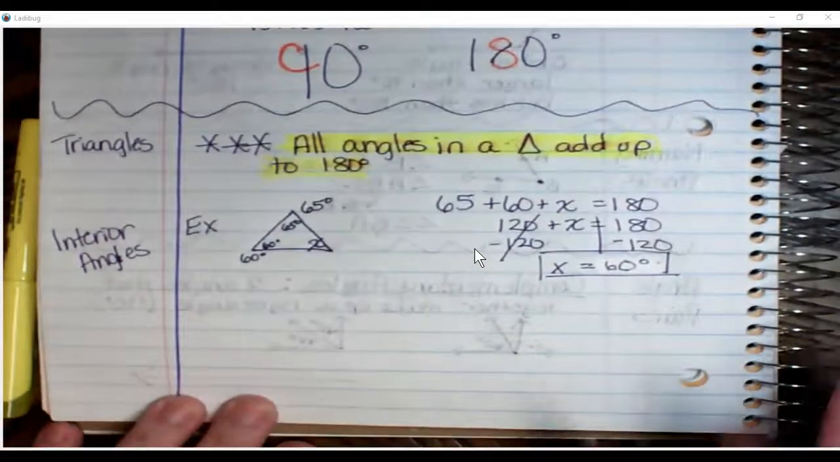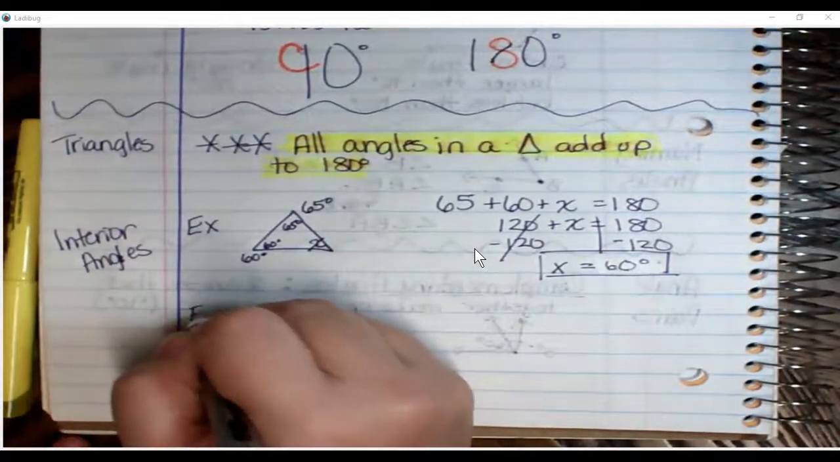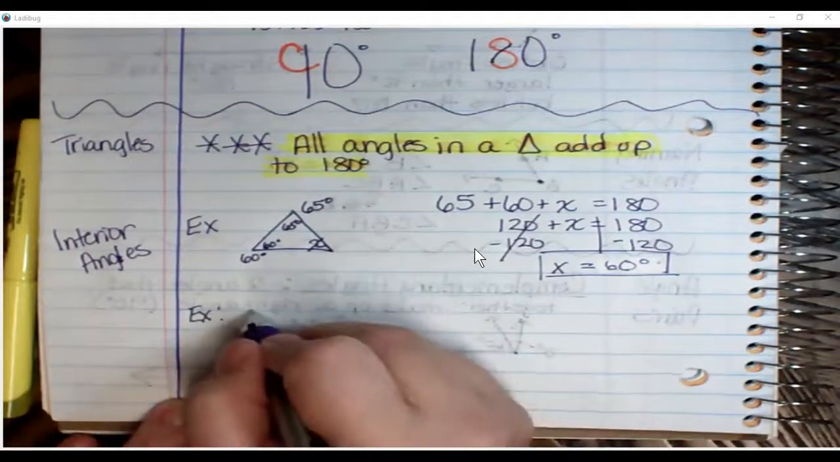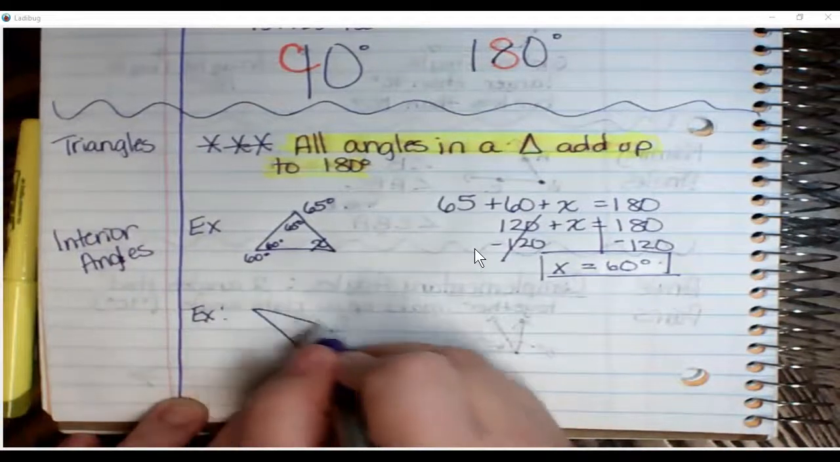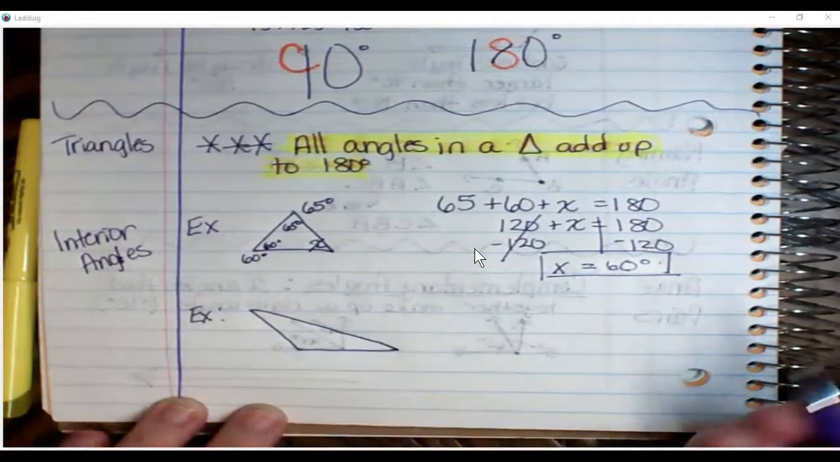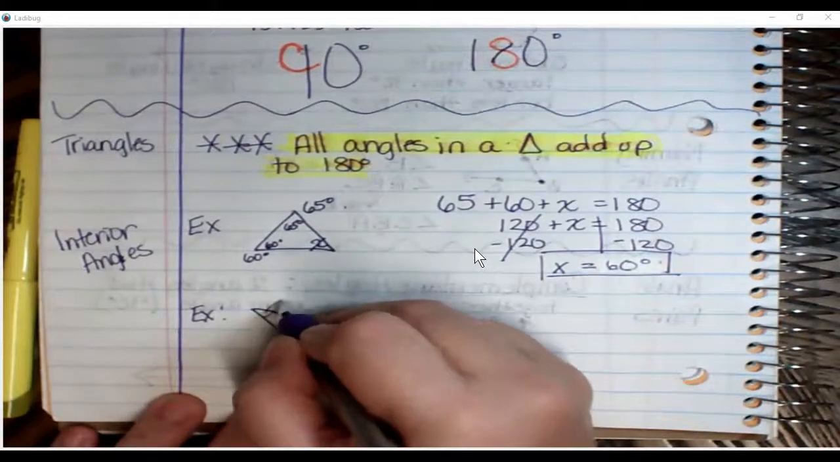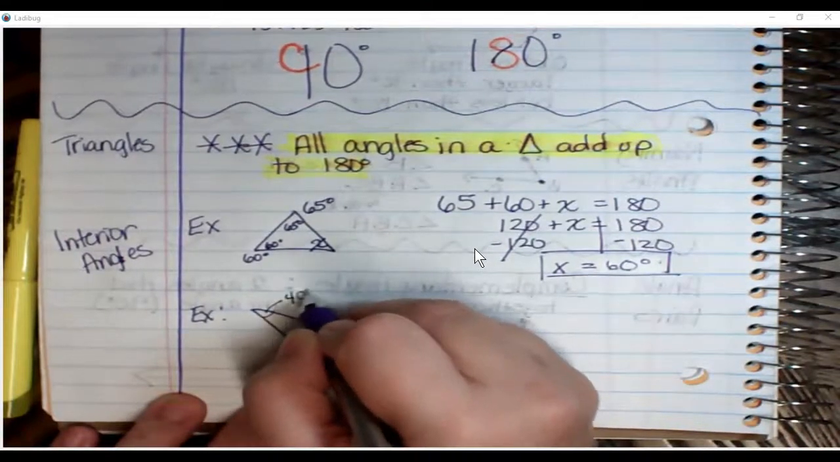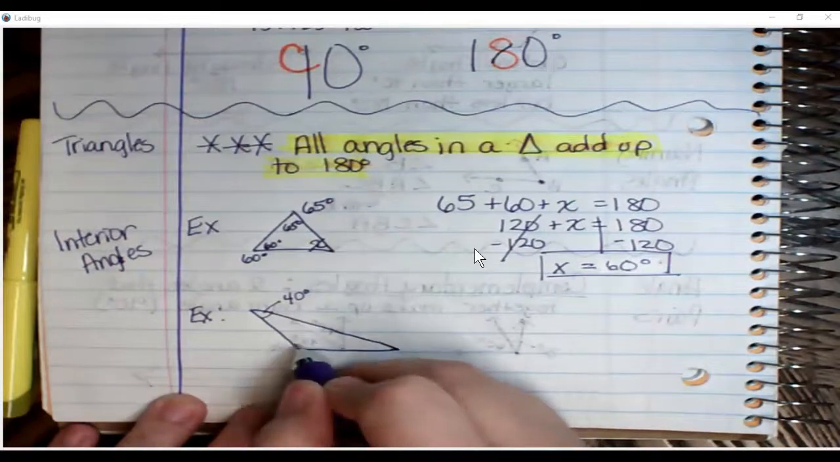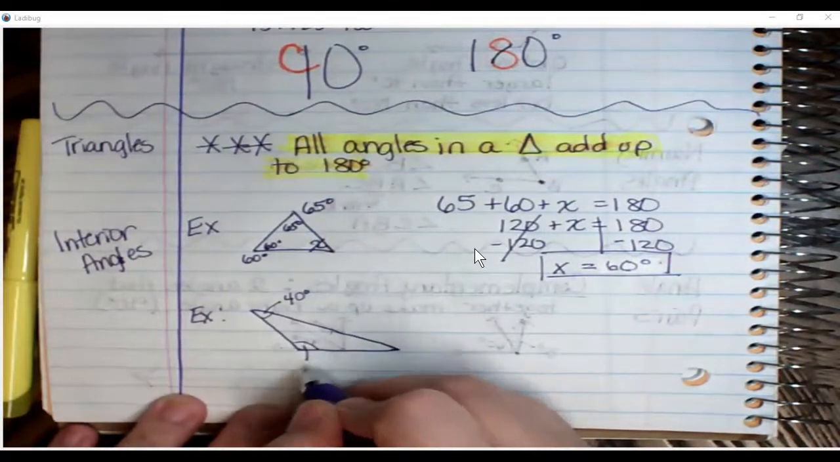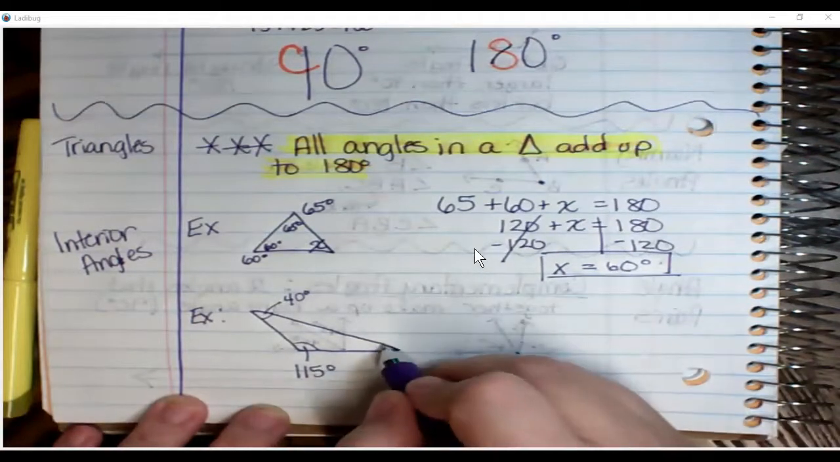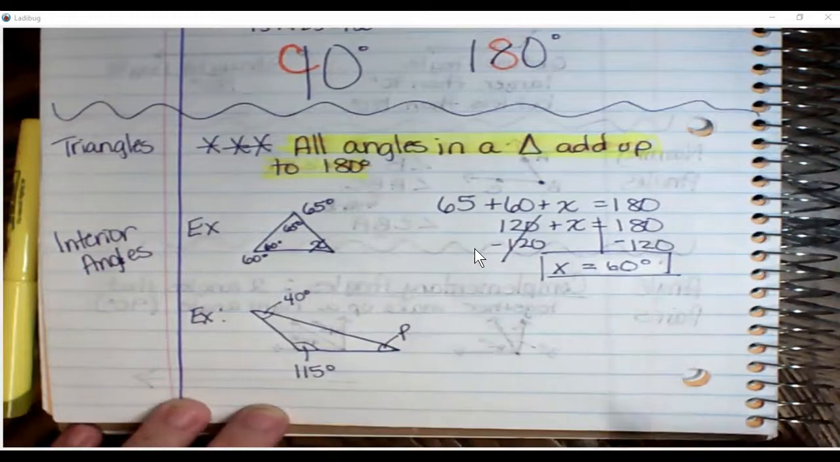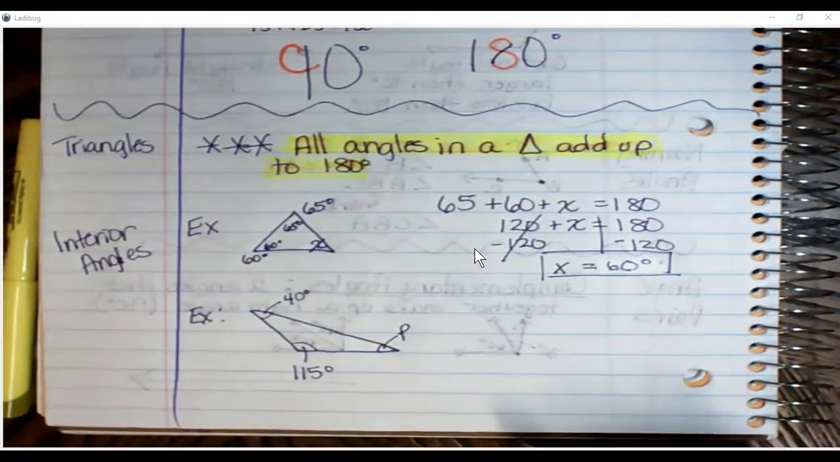All right, now let's do one that you can try. Maybe we'll do this one as an obtuse triangle. Maybe this angle right here is going to be 40 degrees. This obtuse angle right here, let's say it's 115 degrees. This acute angle, let's call it angle P. You take a moment, pause the video, see if you can find out the measure of angle P.